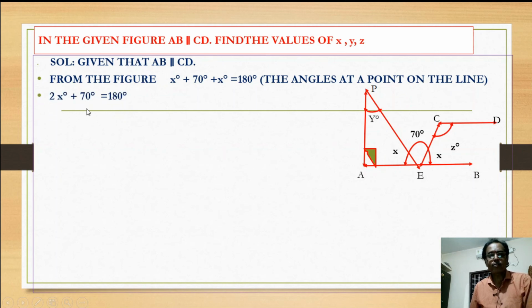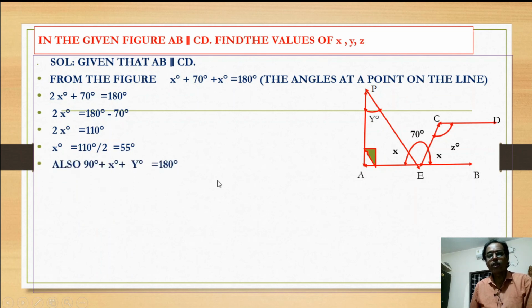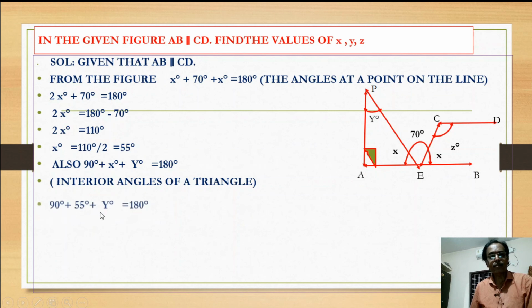By this condition, x plus x is 2x, 2x plus 70 equal to 180, then 2x is equal to 180 minus 70, 110 degrees, then x is equal to 110 by 2, that is 55 degrees. Now also we have in this triangle PAE the interior angles y, 90 and x. By the angle sum property we can write 90 plus x plus y is equal to 180. Already we have the x value, substitute here.